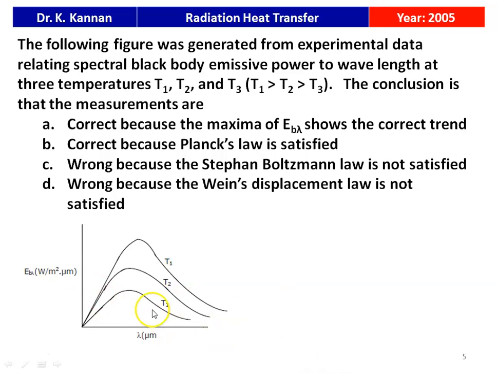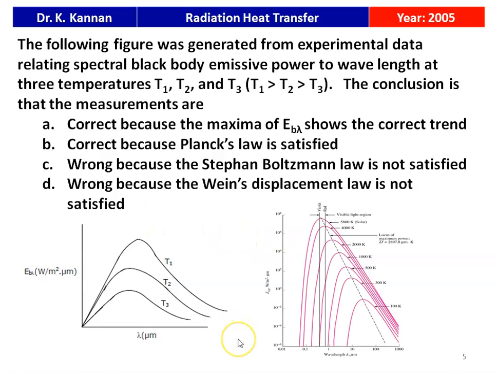A similar type of curve is drawn for Wien's displacement law. The wavelength in the x-axis, E b lambda in the y-axis, we have the curve. If you look at the curve, the difference between these two curves: here the peak line is shifting towards the left side, and here the peak line is shifting to the right side. So, the curve what is drawn is wrong, because Wien's displacement law is not satisfied. That is the correct answer.